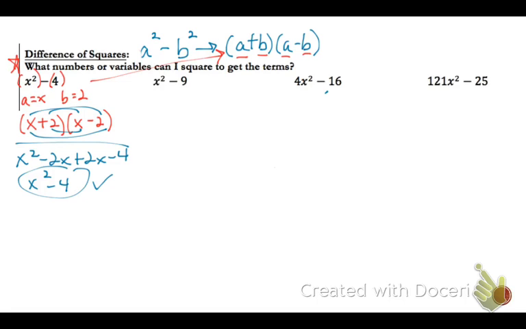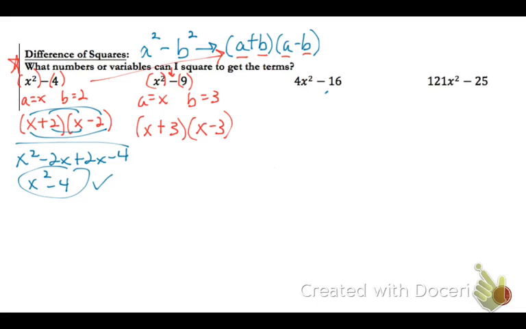Let's try it again. x squared minus 9. I have two terms. I have a difference. So what can I square to get x squared? Oh, that's easy. What can I square to get 9? I know you're saying it. 3. So now we know our A and our B terms, meaning what we had to square to get what we started with. So it will factor as x plus 3 times x minus 3.